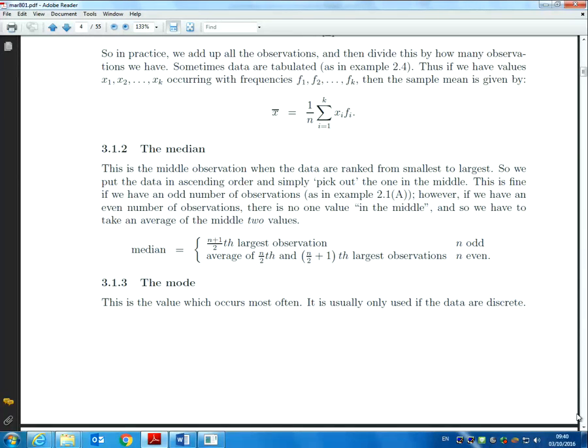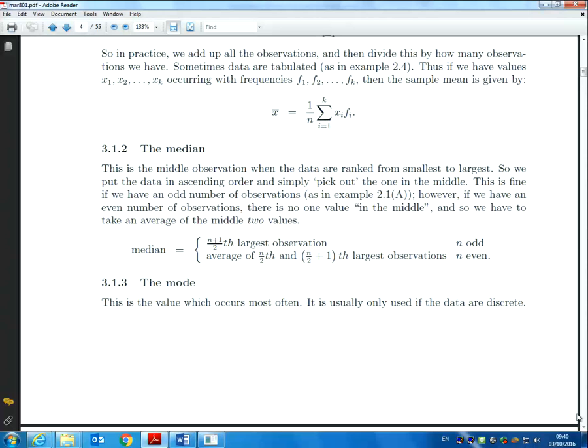Okay, so what is the mode of this data set? 5. Okay, so the mean was 5, the median was 5, and the mode was also 5. Okay, so we've covered 3 averages.